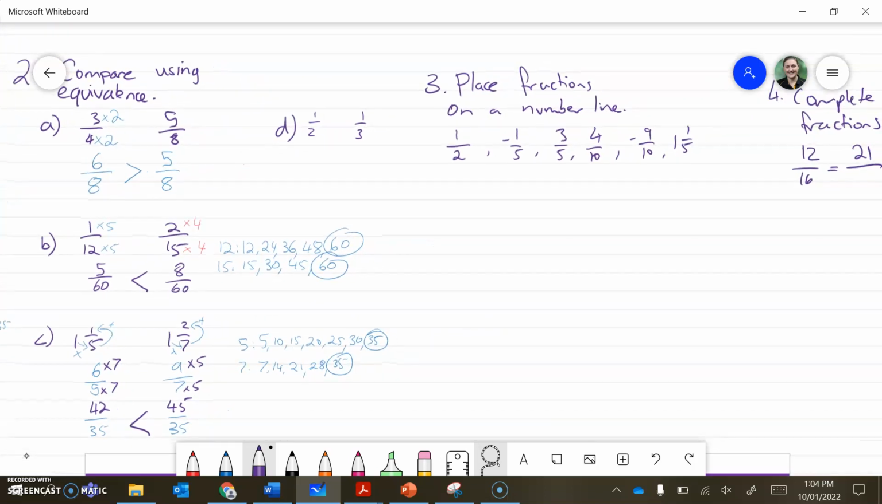Okay, and our last example on this one, we've got a half and a third. And so our common denominator is going to be 6.